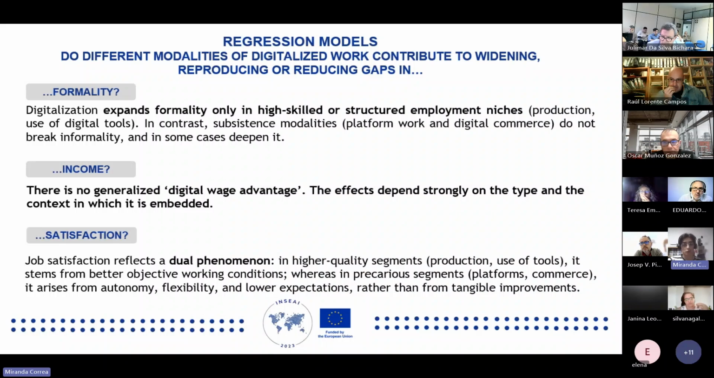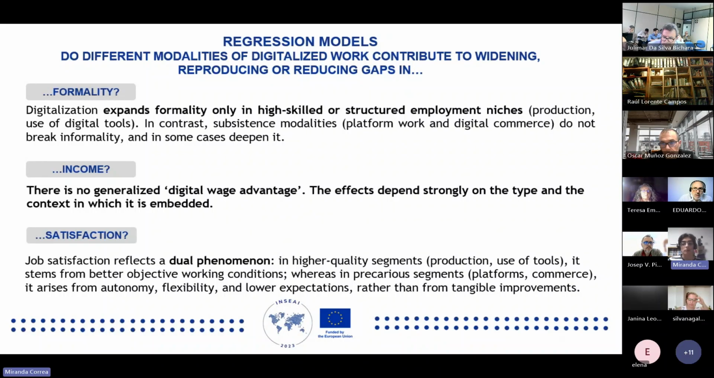First, the analysis of the probabilities of having registered employment shows they increase only in high-skill or structured segments, specifically digital production and the use of digital tools. In contrast, we saw that platform work and digital commerce do not break informality. Even among salaried workers, they actually reduce the odds of being registered or don't show differences compared to non-digitalized workers.